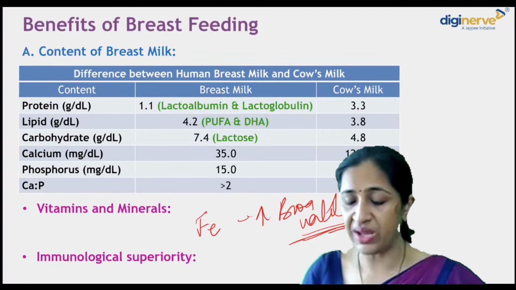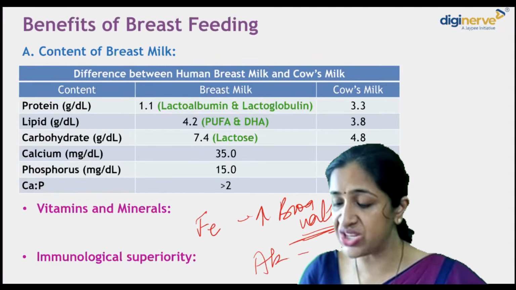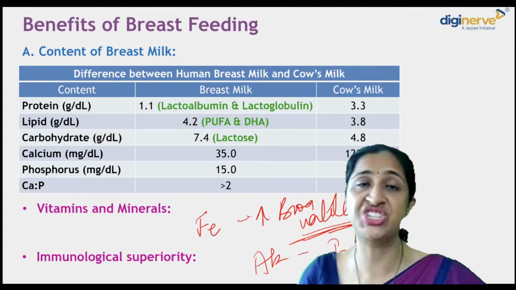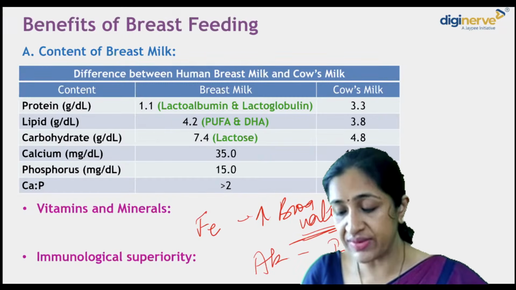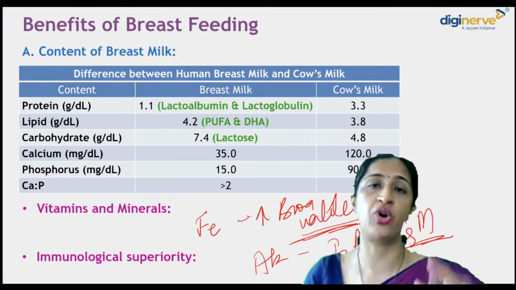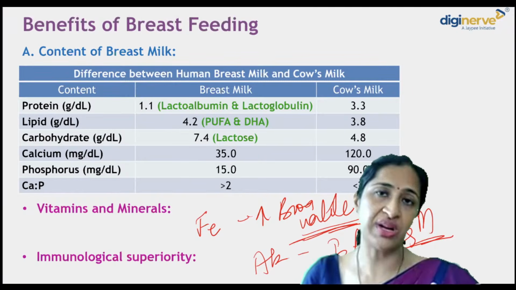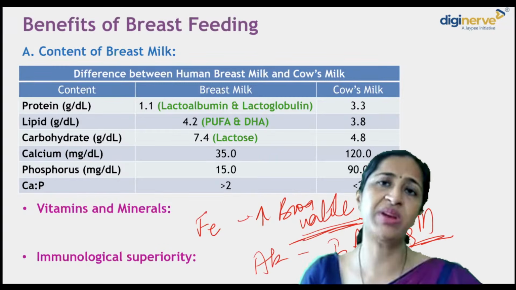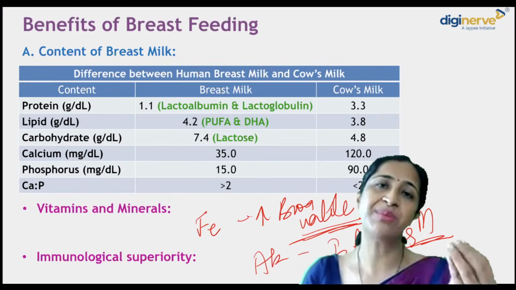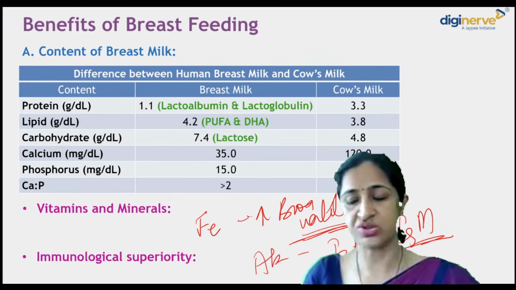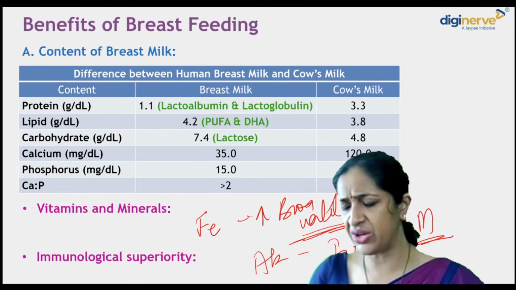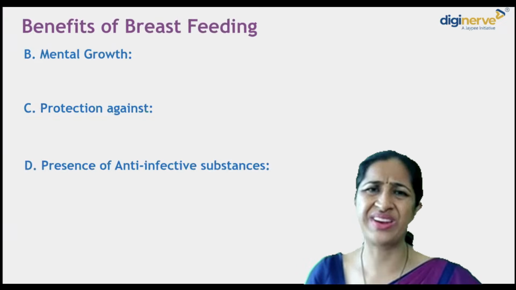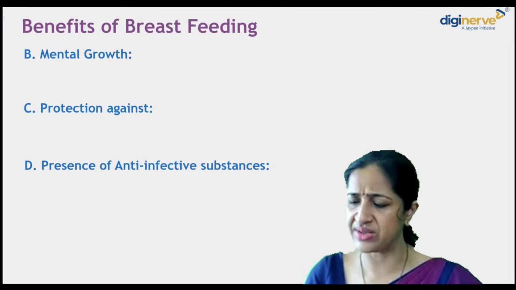Immunological superiority, why? Because you have antibodies. Which antibody? Primarily IgA antibodies, though you have a small percentage of IgM also. So you have 2 antibodies secreted in the breast milk, predominantly IgA, some bit of IgM. Apart from that, you have lymphocytes, lactoferrin, PABA, all other protective factors.